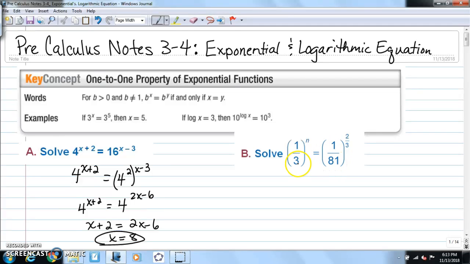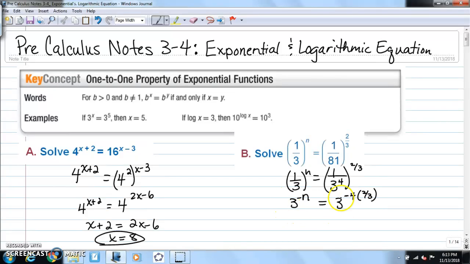Well, 1/3, again, I just need these to look the same. Well, 81 is 3 to the 4th, because it's 9 times 9. That's 3 squared, 3 squared. So if I rewrite this as 1 over 3 to the 4th, to the 2/3, then I have this power here. Well, if I rewrite this as 3 to the negative 1, it's actually negative 1 times n, so it's the negative n. So this is going to be 3 to the negative 4 times 2/3.